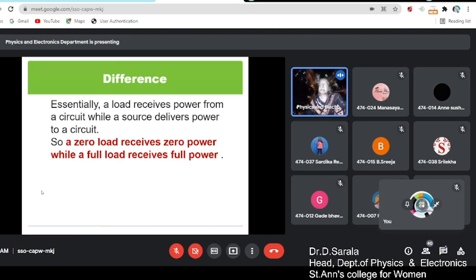Load is like a sink, source is the source of energy, the source of power. The rate of doing work is power. So power and energy are analogous to each other. The rate of doing work, you call it power. So work done in 1 second is power. So a zero load receives zero power, while a full load receives full power. What is quoted in the red is very important. Zero load receives zero power, while a full load receives full power. So this is basically the broad difference between these two.